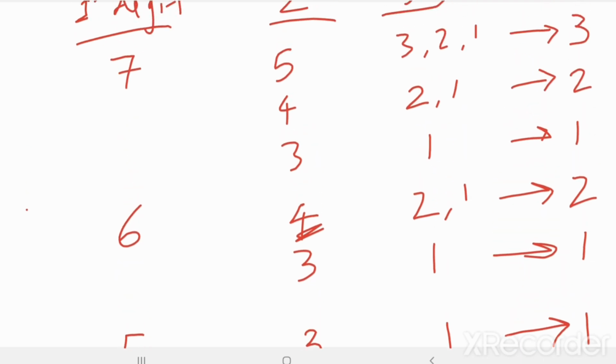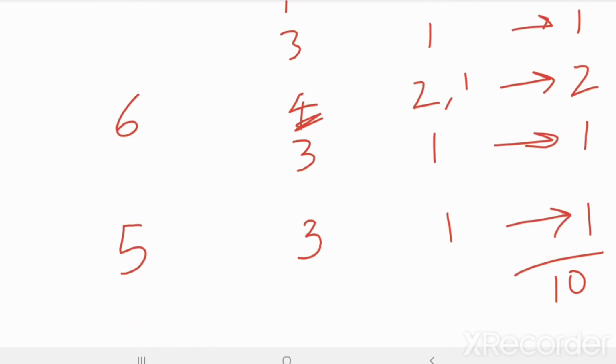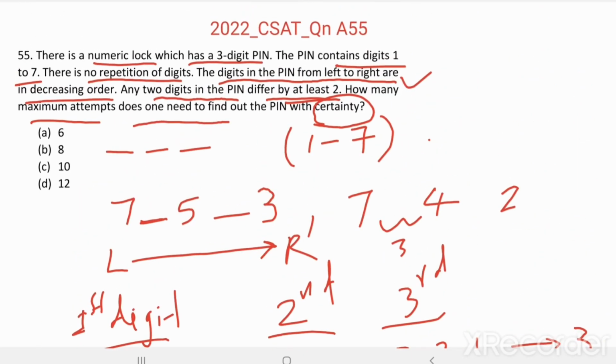Total 3 plus 2, 5, 6, 7, 8, 9, 10. Total 10 pins are possible with this condition. So a maximum of 10 attempts is required to find out the pin with certainty. Option C is the right answer.